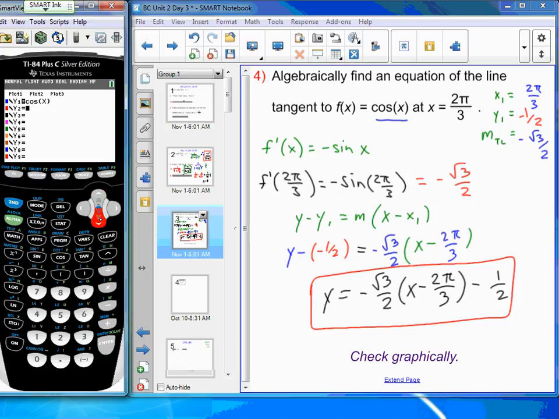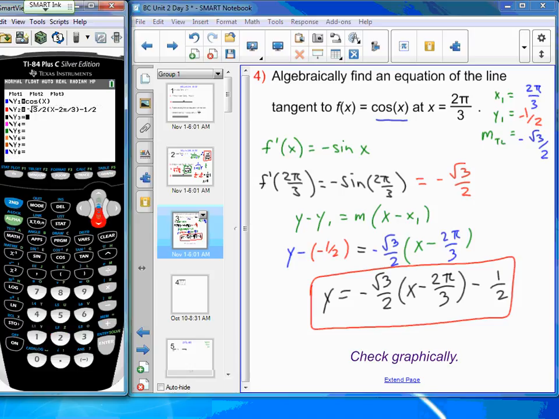And we need our supposed tangent line, negative root 3 over 2 times (x minus 2 pi over 3), and then minus 1/2. So right now I'm thinking that could be bad news bears.